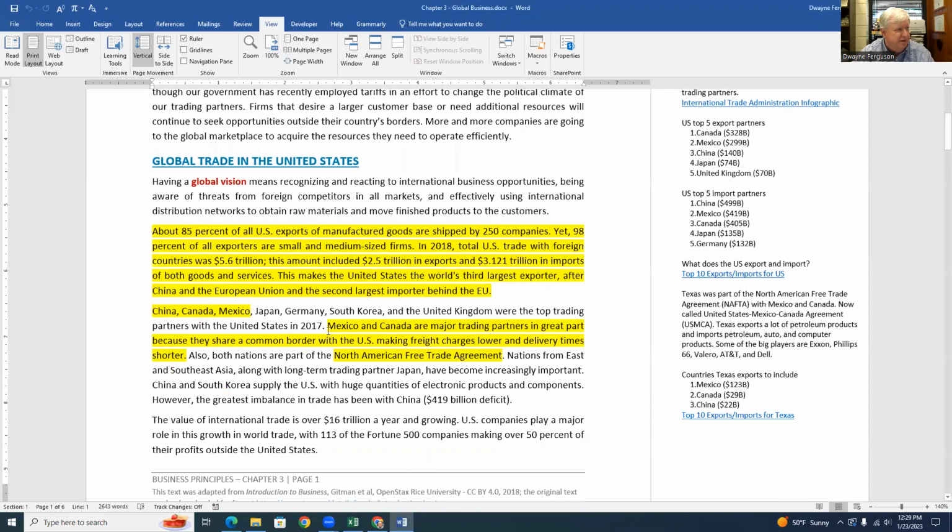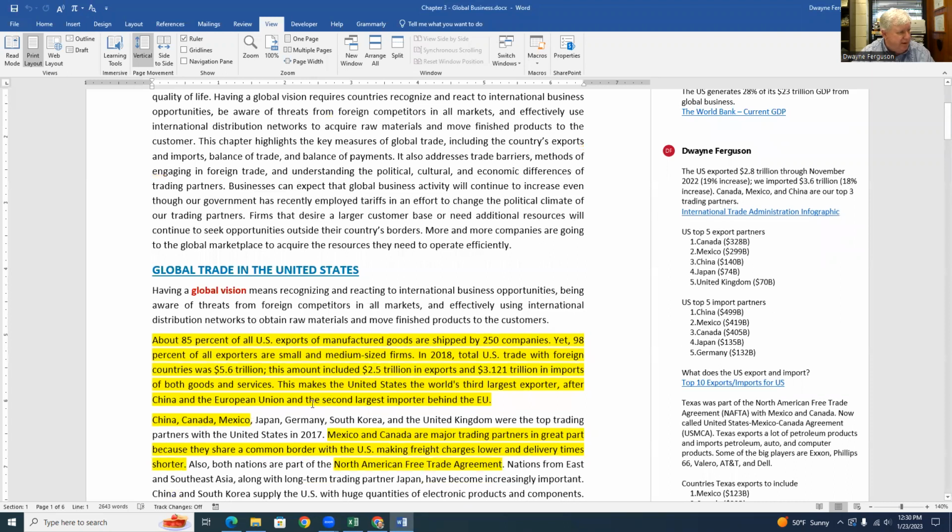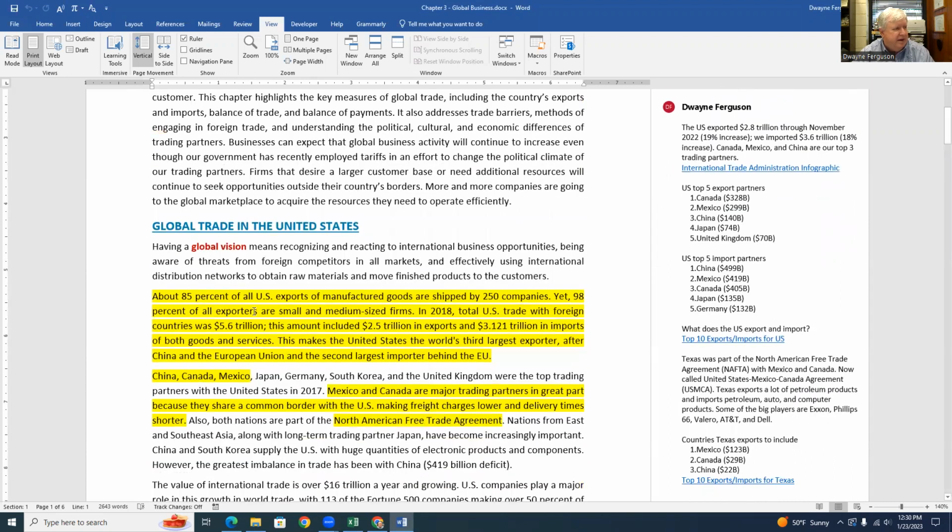If you go down here, it's talking about global trade in the United States. Right here, I highlighted a few things. 85% of all U.S. exports of manufactured goods are shipped by 250 companies. That's a good bit of our exporting done by just 250 companies in the U.S. And 98% of all exporters are small or medium-sized firms. So you don't have to be a big company to get involved in exporting goods to other countries, and we'll talk more about that at the end.